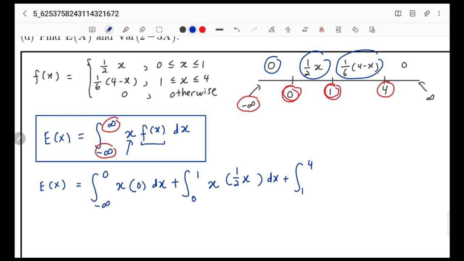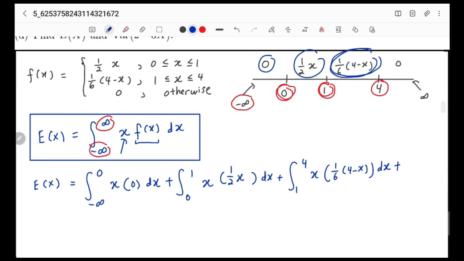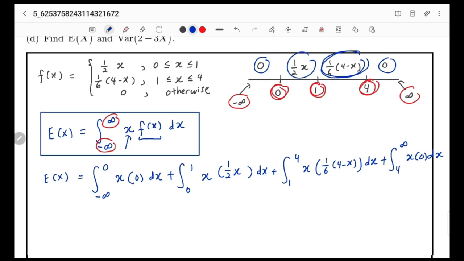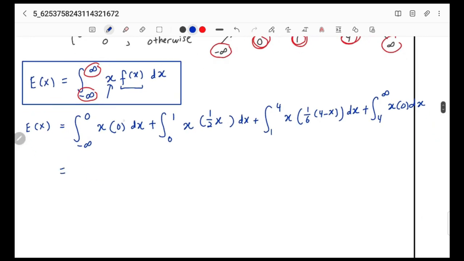x, and then multiply with this function, and for the last one 4 until infinity, and the function is 0. So x multiply with 0. Then we need to find the value. So integrate x multiplied with 0 is going to be 0, and integrate 0 will give us 0 function, and here also 0. So we just need to integrate these two.